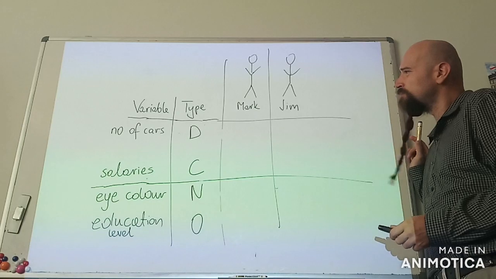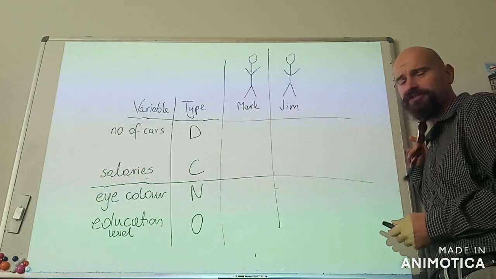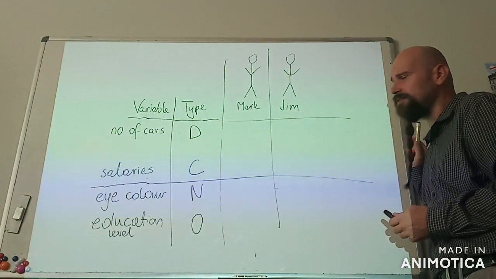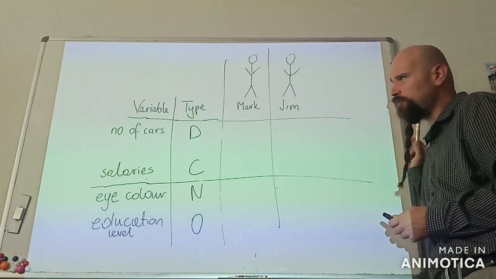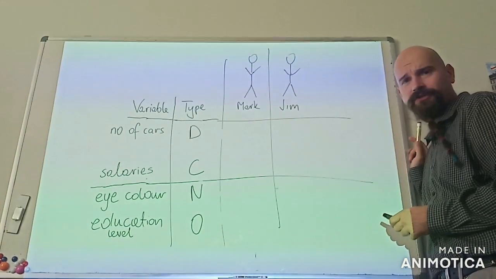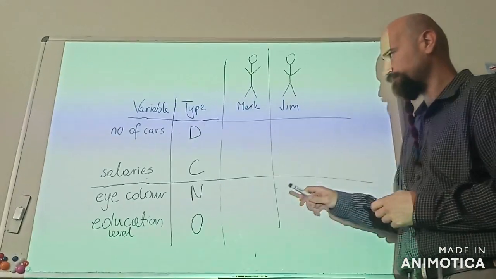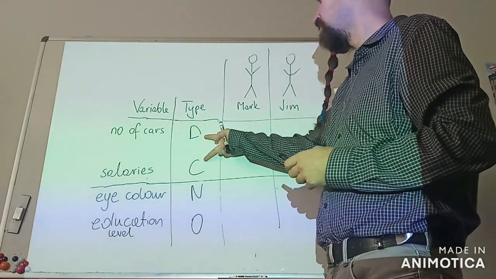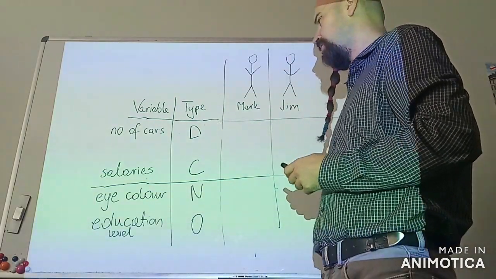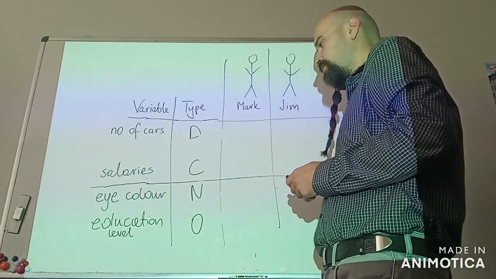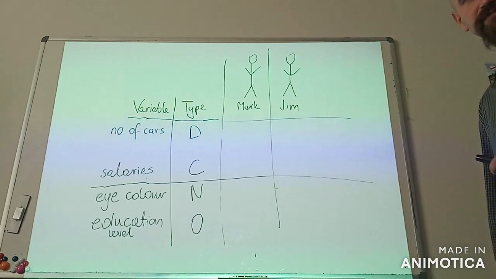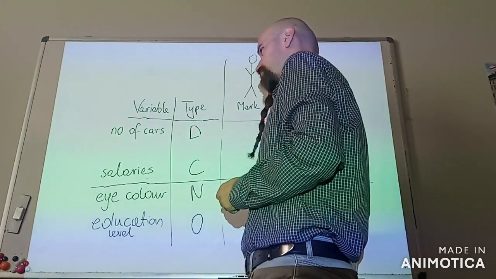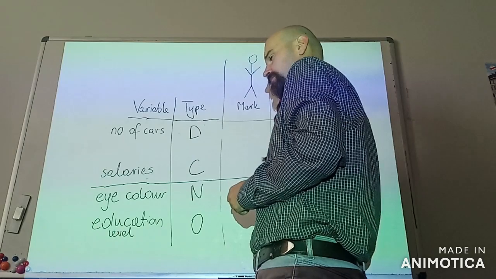You can imagine two very nice guys, Mark and Jim. As you can see, we can characterize them from the point of view of four different types of statistical variables: discrete, continuous, nominal, and ordinal. These are measurable variables. These are immeasurable variables. And here we have examples of variables of each type.